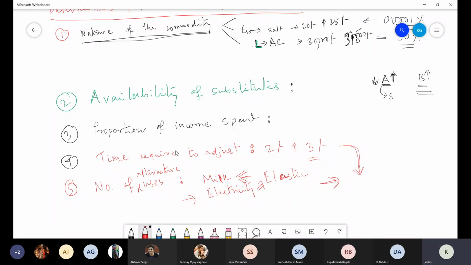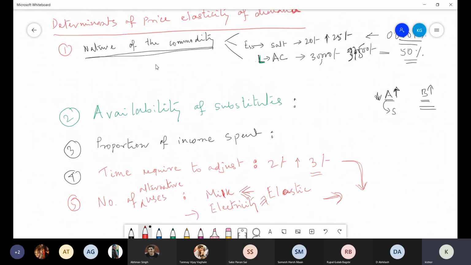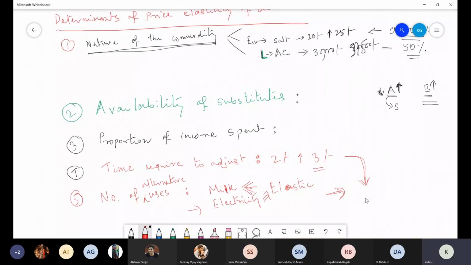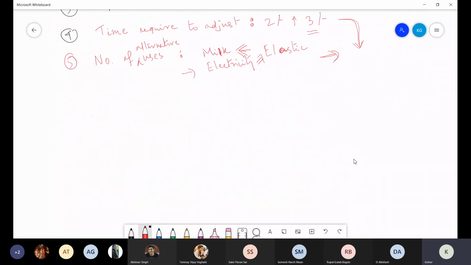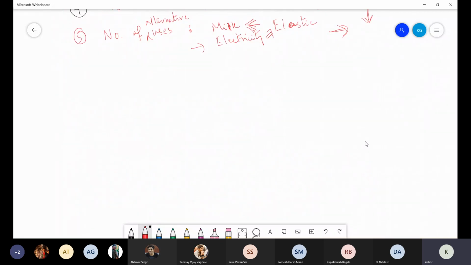So in that way, you can go on discussing those determinants or situations which are the determinants of price elasticity of demand. If you have any question, you can ask me. Otherwise, I am going to discuss another concept of price elasticity of demand, its use, basically. What is this?